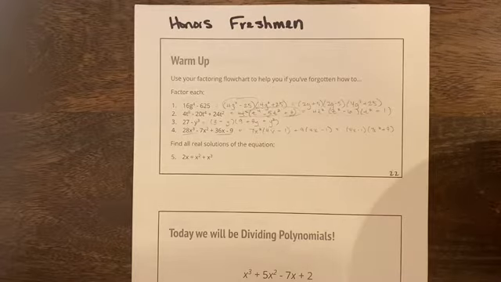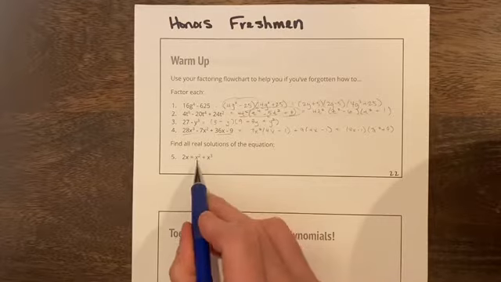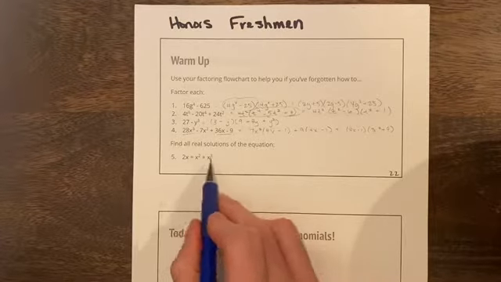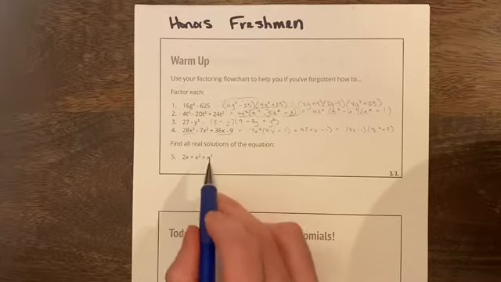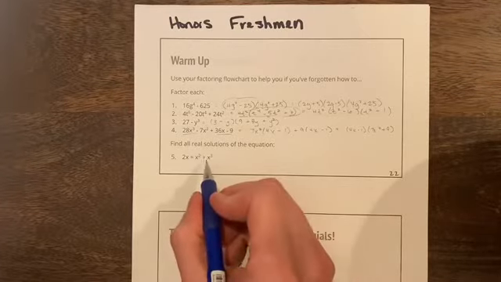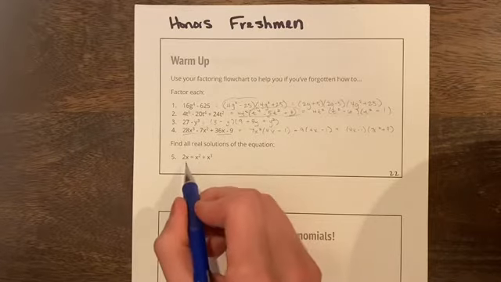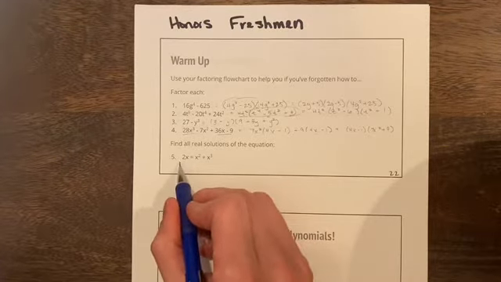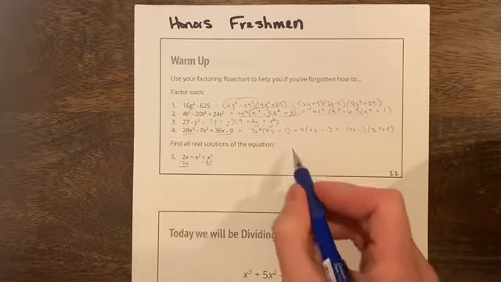For the last one, for number 5, it says to find all real solutions. So in this case, we're not going to be able to get x by itself unless we solve by factoring, because we have multiple degrees. So if we do that, we want to make sure that this is in standard form. So we're going to subtract 2x from both sides. And then write it set equal to 0.